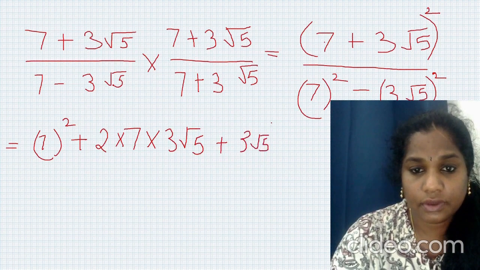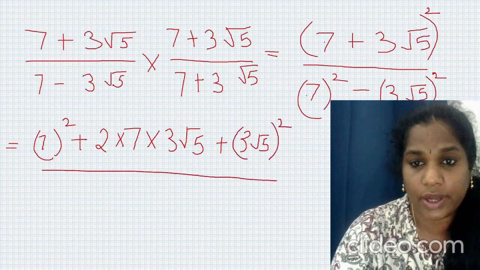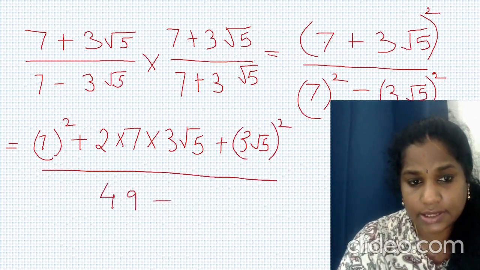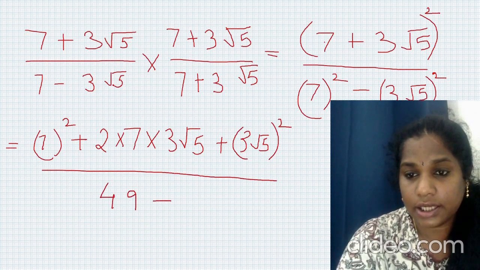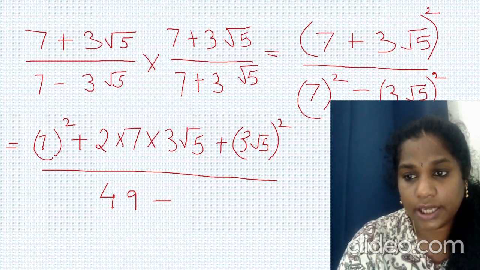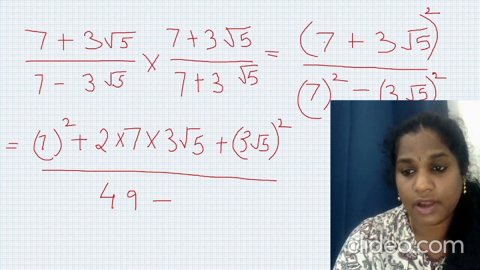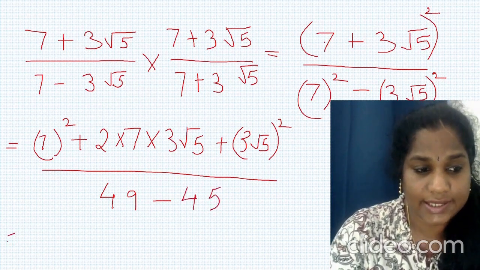Then bottom, what will I do to the denominator? What is my 7 square? We all know it is 49 minus 3 root 5 whole square. How much will it be? 3 root 5 into 3 root 5. So what will be the answer? 3 into 3 will be 9. Root 5 into root 5 will be 5. 9 into 5 will be 45. Simple. Now we will just go to the next step.